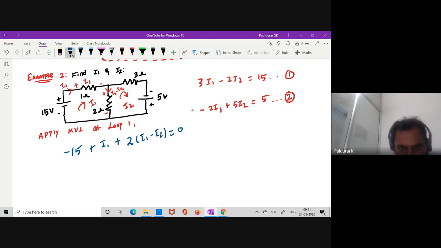So now what is this? If you manipulate, we will end up with 15 equals 2 times I1, so 3 times I1 minus 2 times I2. Take this as equation number 1.